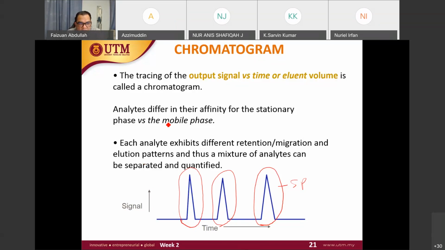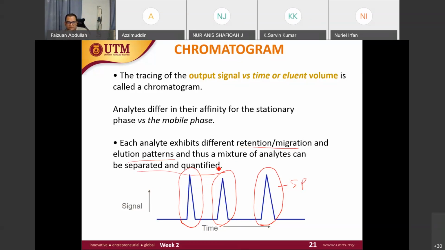This is time. Analytes differ in their affinity for the stationary phase versus the mobile phase. Each analyte exhibits different retention or migration and elution patterns, and thus a mixture of analytes can be separated and quantified. So that is the concept of chromatography. We design a stationary phase and mobile phase that can attach the analyte and detach the analyte. So based on interest, which one goes out from the stationary phase first will appear first in the chromatogram, followed by another compound.